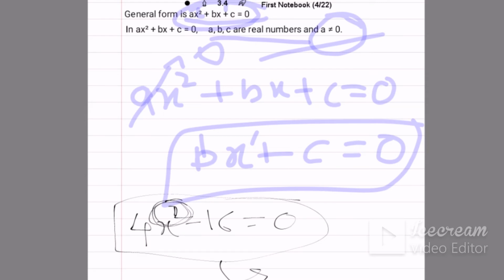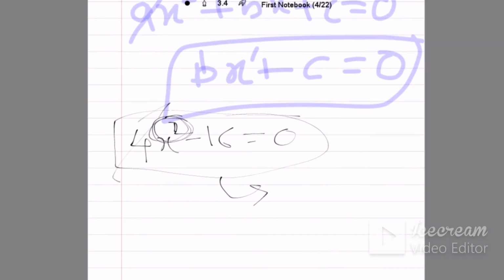Now if this term becomes 0 and we have, suppose, 4x minus 16 is equal to 0. Now this is the equation. Will it be a quadratic equation? No, because the highest degree of x is 1. So it cannot be a quadratic equation, it is a linear equation, right? So this is not a quadratic equation.